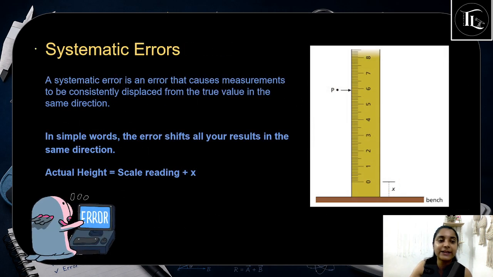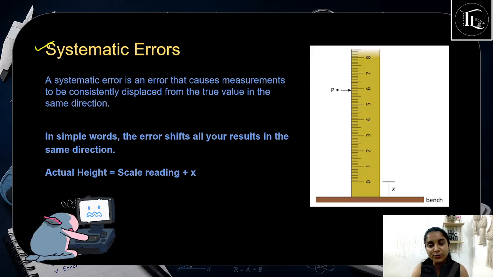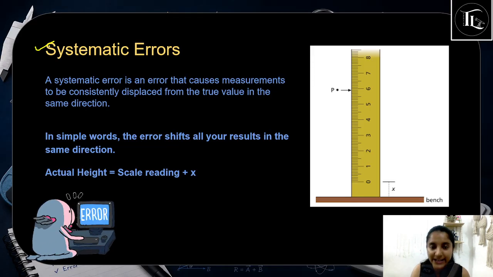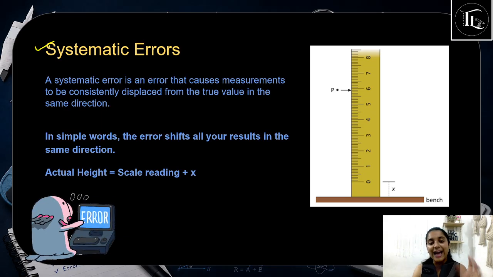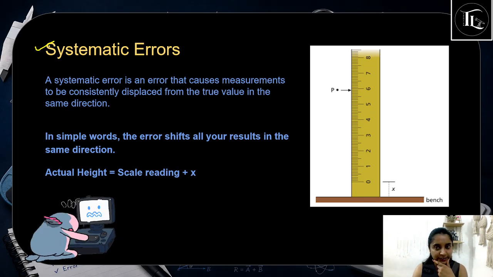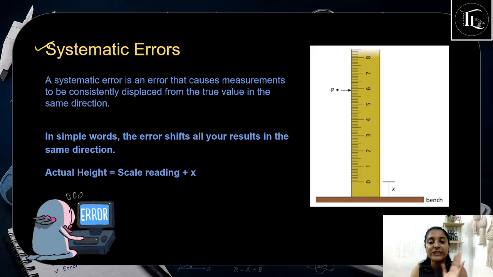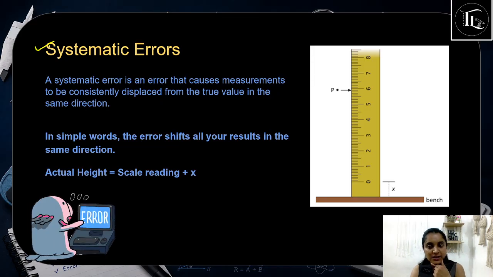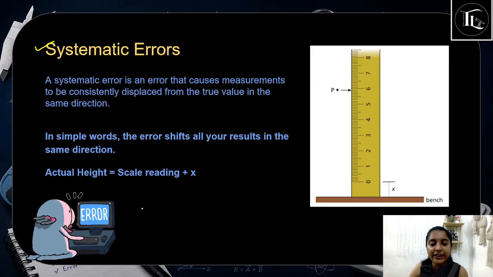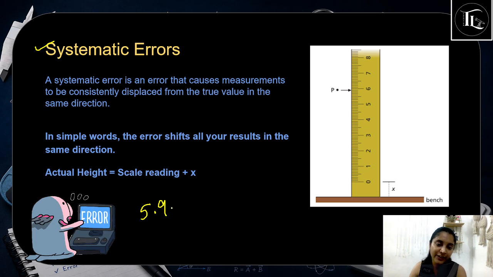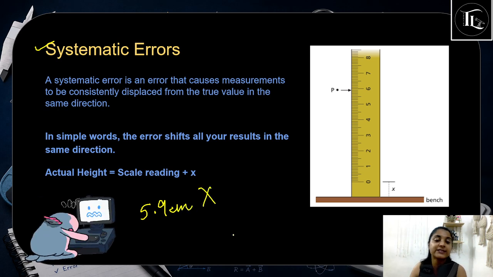Now comes systematic errors. There are errors and you cannot avoid them. There are different types of errors, and one of them is a systematic error. For example, you have this ruler here and I ask you to measure the height of the point P. So you will measure it, right? You are using it and you measure, and suppose you give me the reading 5.9. Now you will be like, oh, this is correct, 5.9 centimeter, but in reality this is wrong.